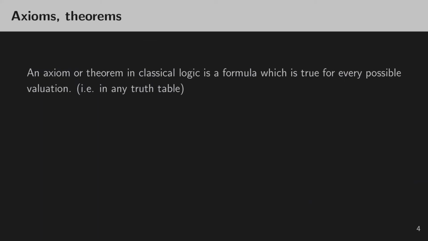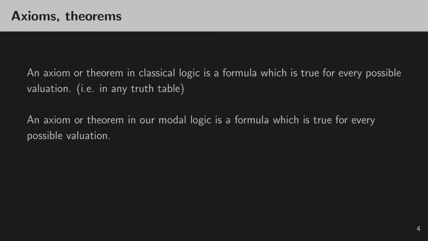In classical logic, an axiom is a formula which will be true in every possible valuation, so for any different consistent way that you can fill out a truth table. In modal logic, the same is true, but now it has to be true in every world of every model.